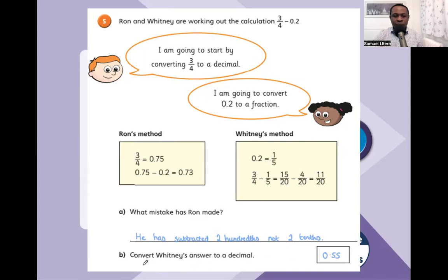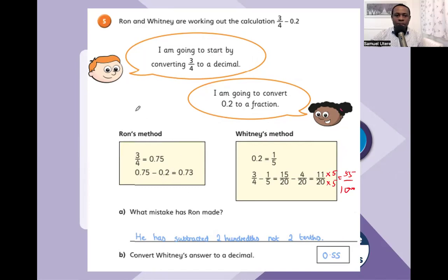Okay. So if we want to convert Whitney's answer to a decimal, because Whitney is correct, we need to make this 100 by multiplying by 5, 100 by 5 as well. So this is now 55 hundredths. And you see it's now easy to convert it to a decimal because you were asked to write your answer as a decimal. That should be 0.55.